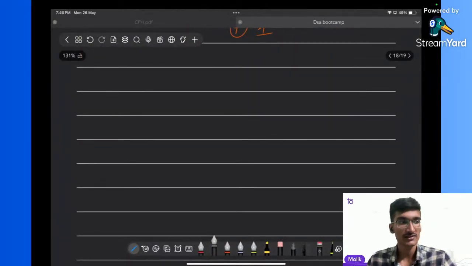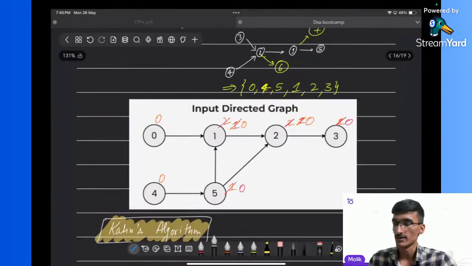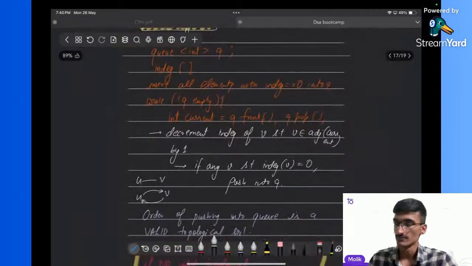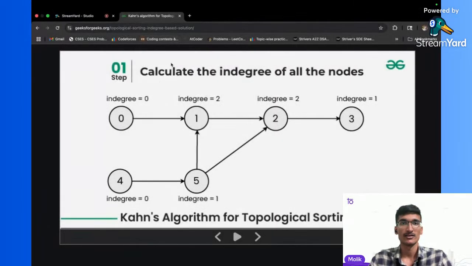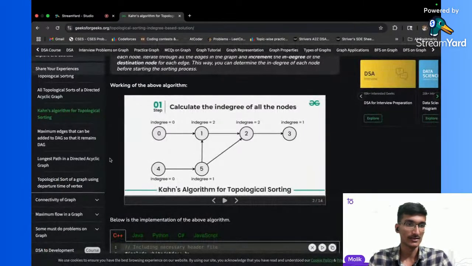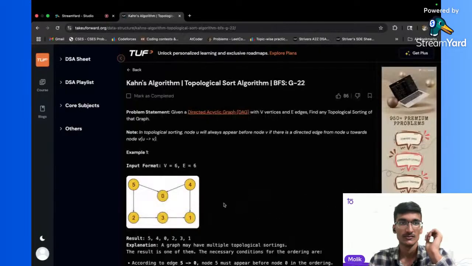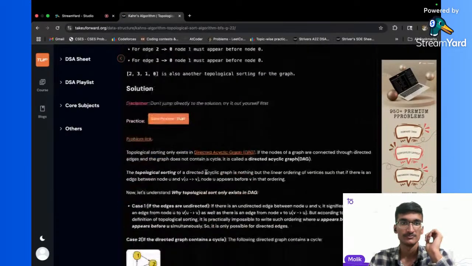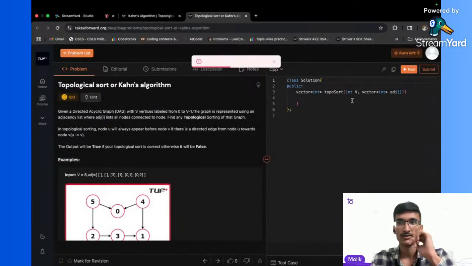So I hope topological sorting is clear to all. It's a very interesting concept. We talked about an example. We talked about the algorithm. Let me see. I hope now it's clear to all the people who are asking doubts in this problem. Let's try and solve this.